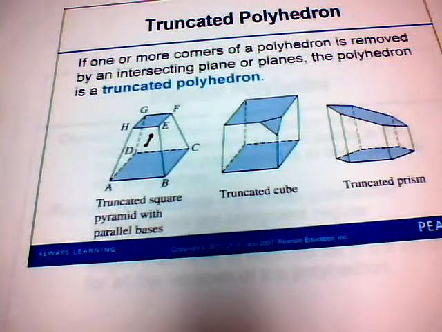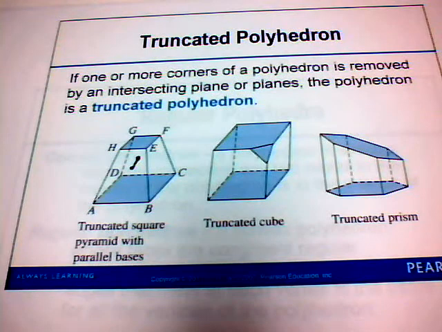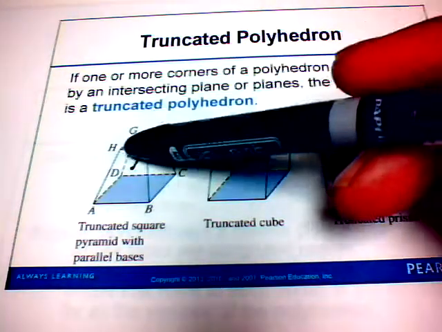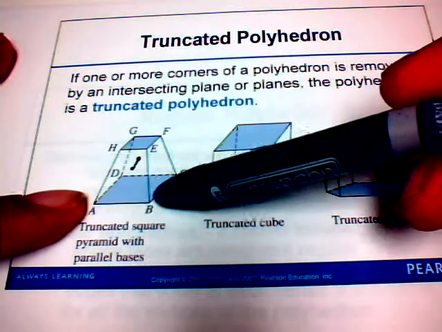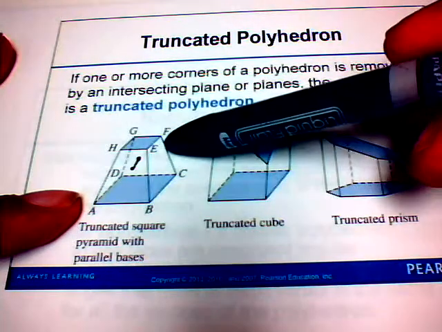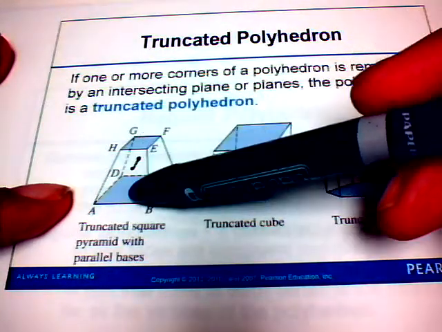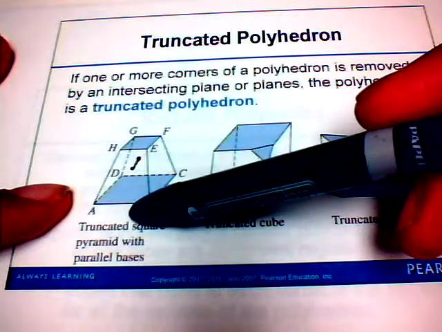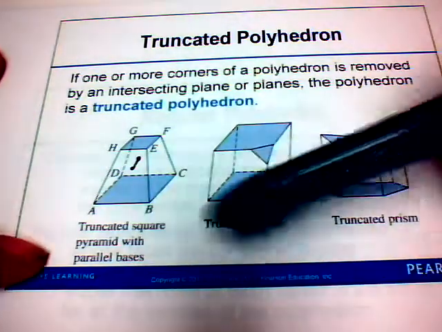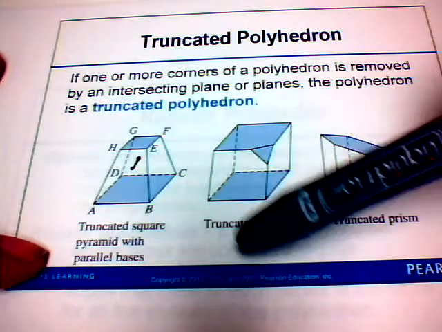Okay, next is a truncated polyhedron. If one or more corners of a polyhedron is removed by an intersecting plane or planes, the polyhedron is a truncated polyhedron. So if a piece of this pyramid, in this example, is cut off, the top of that pyramid is cut off, then that means you have a couple of parallel bases. And this is what we call a truncated square pyramid.